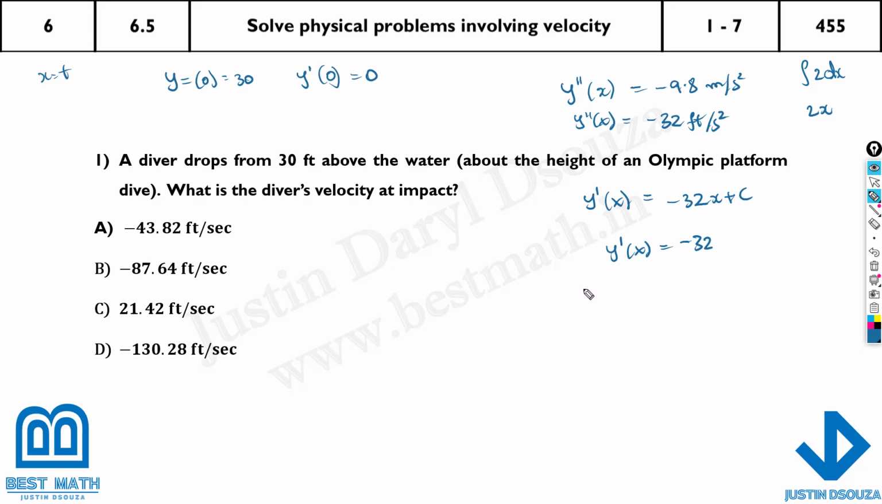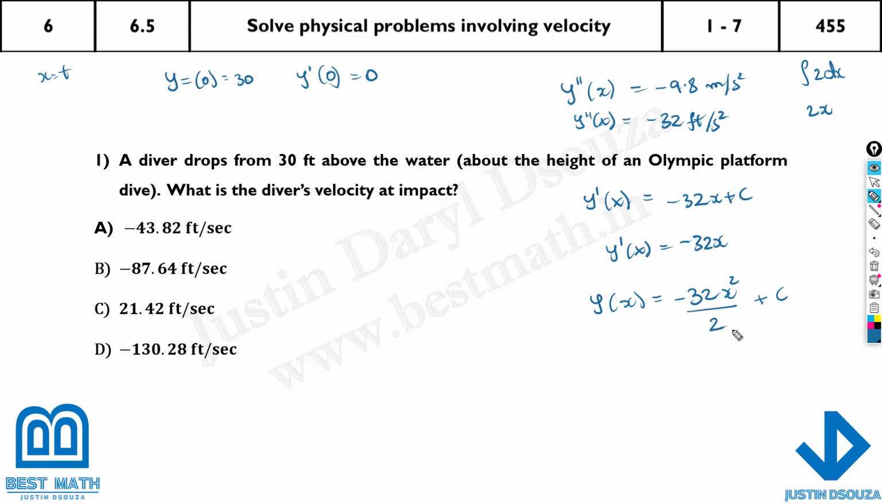Next, let's integrate this and get the position y of x. y of 0 is known, that's 30. But y of x is equal to minus 32 x squared by 2, plus c. So here the power rule says whenever you have a variable x, it'll be x squared divided by the highest power, you write it down over here.